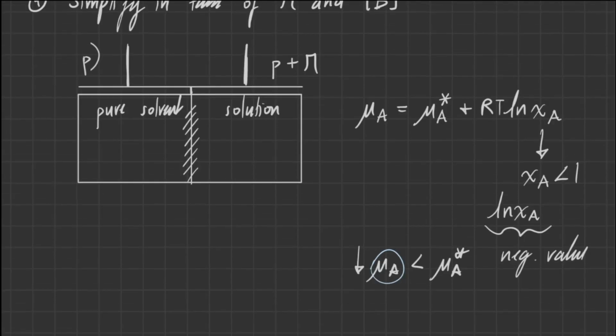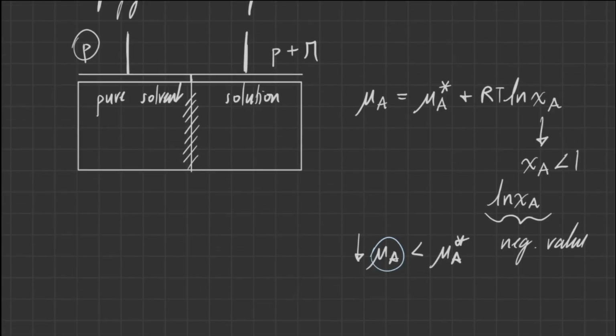Assuming that this pressure here is 1 bar, we're at standard conditions, so the chemical potential on this left side is going to be mu A star, where the star is equal to standard. So it's the chemical potential of A at 1 bar, and this is going to be a liquid with respect to a pressure P. On this right side, we have a solution. Your chemical potential is going to be mu A in terms of pressure P plus osmotic pressure.